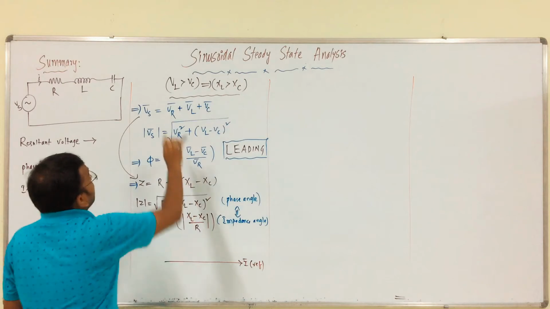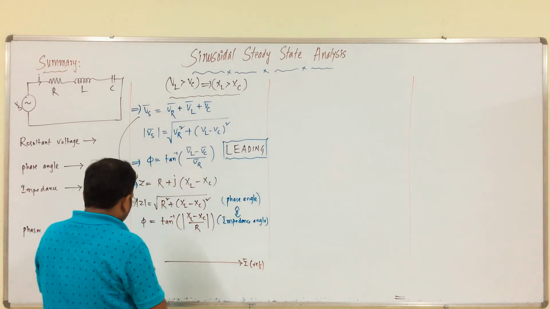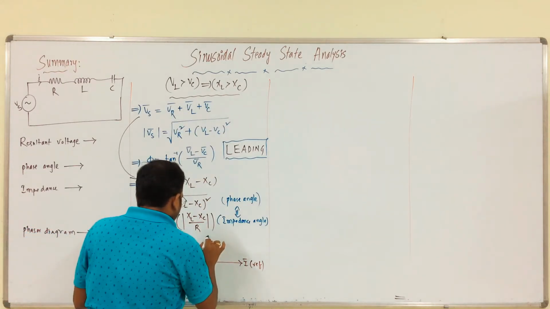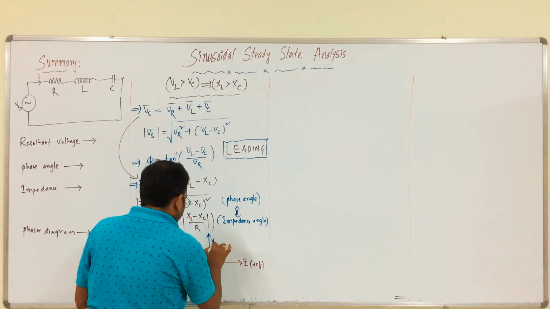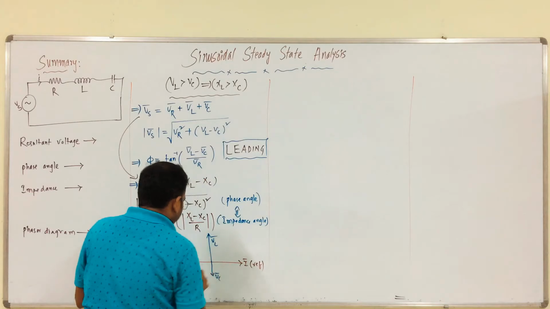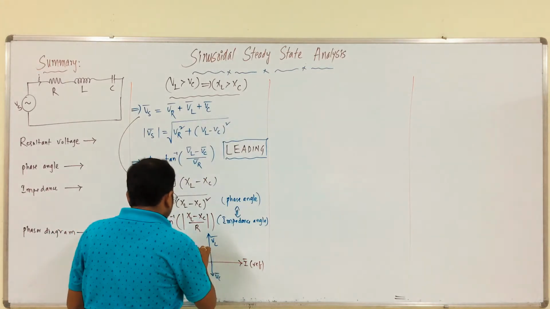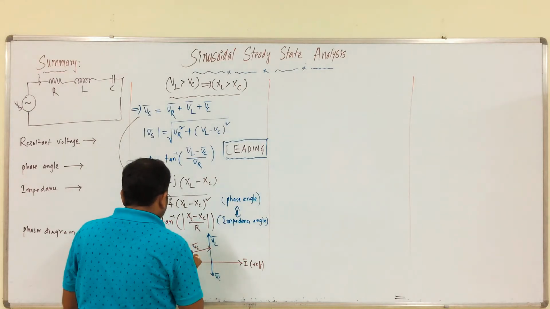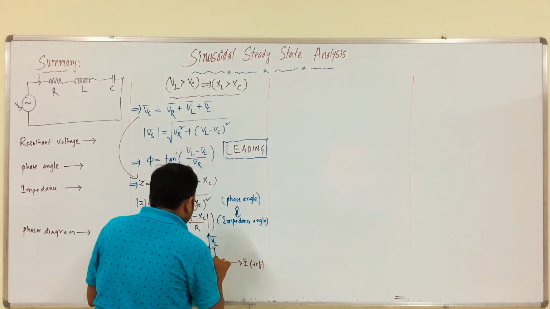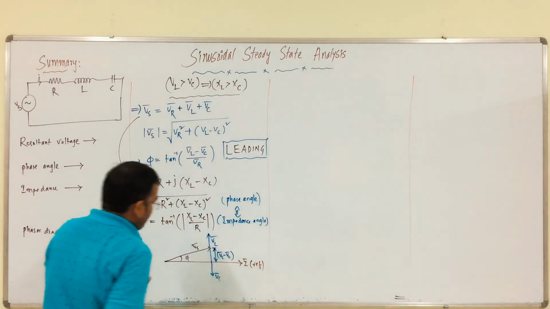See, VL is more than VC. VL is what? This is VL. This is VC, right? From here to here we have what? This is Vs, this is phi, right? This is VL minus VC, that's it.